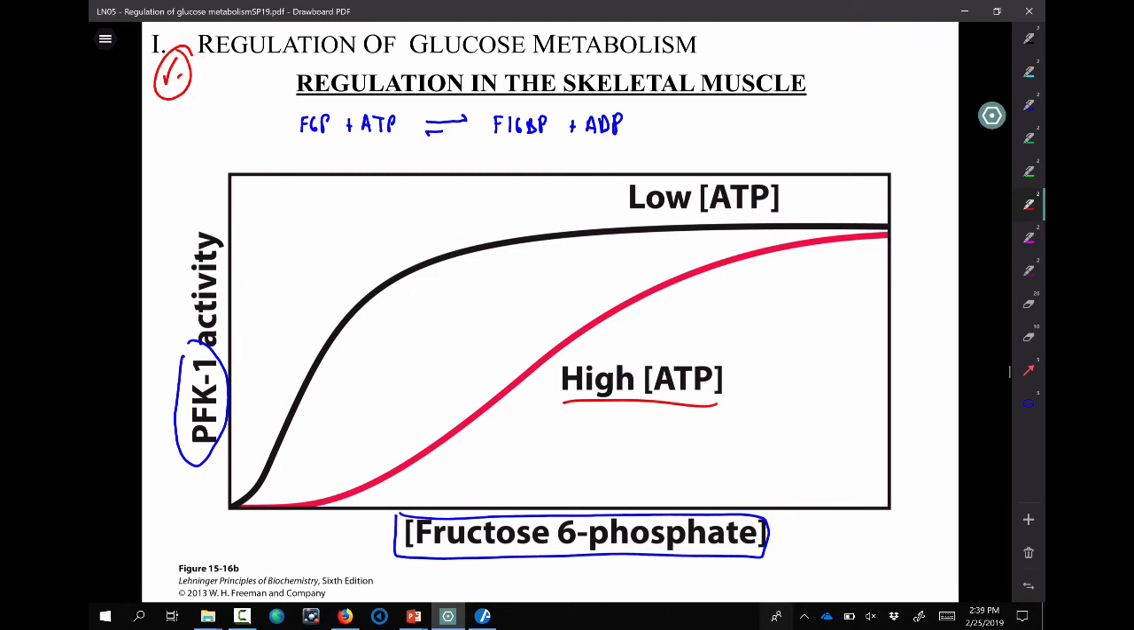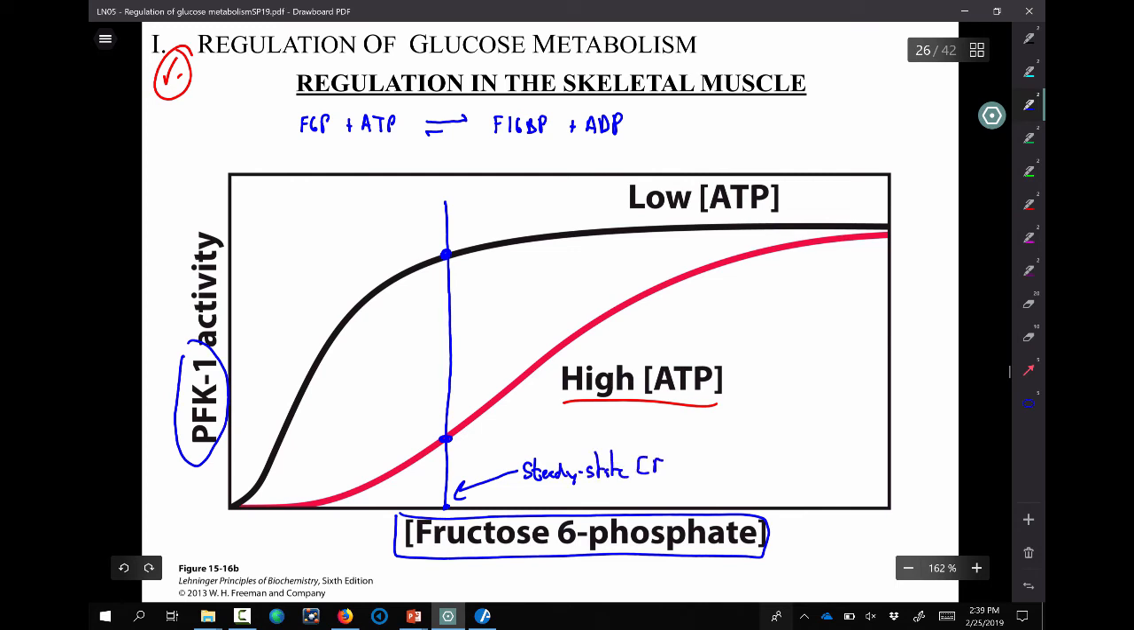Right. Now, when ATP is low, activity goes up. Now understand what we're saying here. Let's assume fructose 6-phosphate levels are going to remain at some steady state. There's always a range that these concentrations go in. So we'll just pick one out of the range. But let's just say that this happens to be the steady state concentration of fructose 6-phosphate.